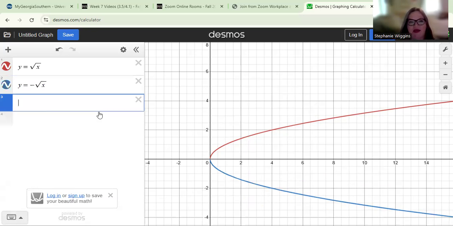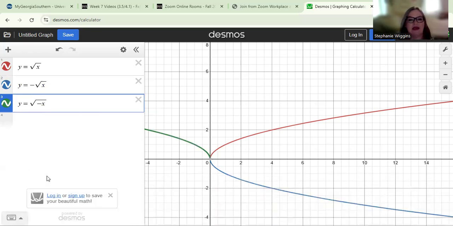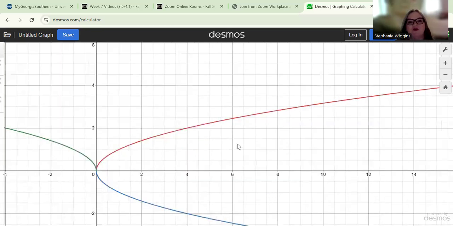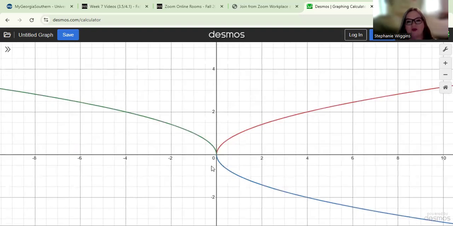Well, what if I put that negative on the inside? So I'm going to do square root of negative x. Now our graph is reflected across the y-axis. So this is square root of x. This is minus square root of x. And this is square root of minus x.